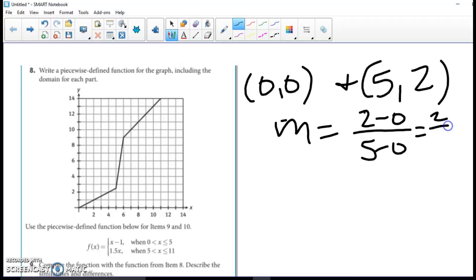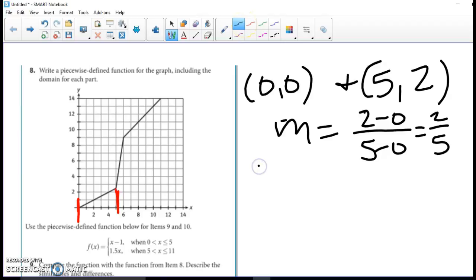So this line has a positive slope since it's increasing, and it is increasing at a rate of 2 units of the y-axis over 5. We don't have any units, so just 2 over 5 units for our slope. And then using our point slope formula, we can find the equation for that first section of our graph, and that first section is going from our y-axis to just there at 5.